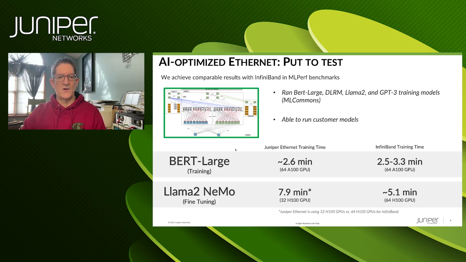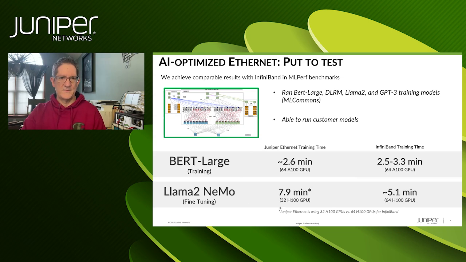So one example here is BERT large. With BERT large, we ran on our 64 GPU cluster of our A100s, and we got a job completion time around 2.6 minutes or so. Well, ML Commons allows various organizations to publish their results. And so there's a number of InfiniBand results in there that are on the same exact 64 A100 GPUs. And those range from 2.5 to almost 3.5 minutes. So we can see that our training time is very competitive with InfiniBand.